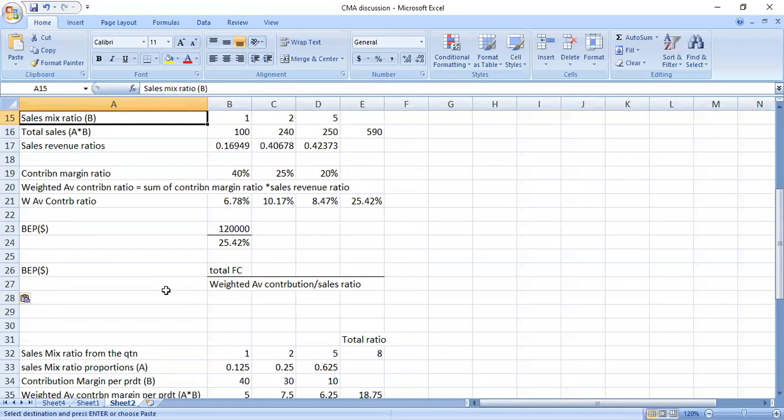Okay, let me repeat that. In our question, we were given the contribution margin ratio. So for us to compute the weighted average contribution margin ratio, we should get the sales revenue. After getting the sales revenue for each product, we then get a sales revenue ratio. Are you getting the point?